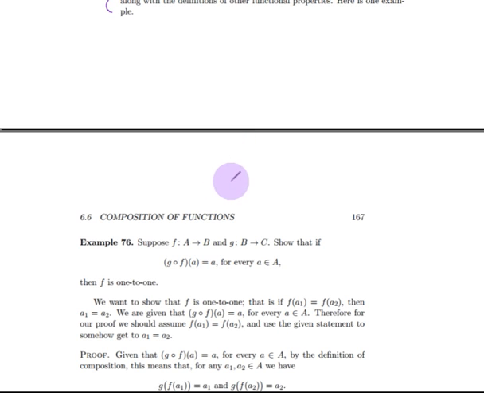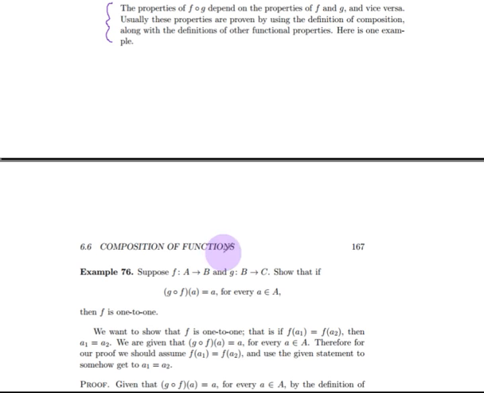And just like with set proofs, in some ways similar, because we're doing element by element proofs. Okay, so we want to show, for instance, that if G composed F of A is equal to A for every A, then F is 1 to 1. So we're going to prove something about one-to-oneness of F, given that this composition applied to A gives me A.